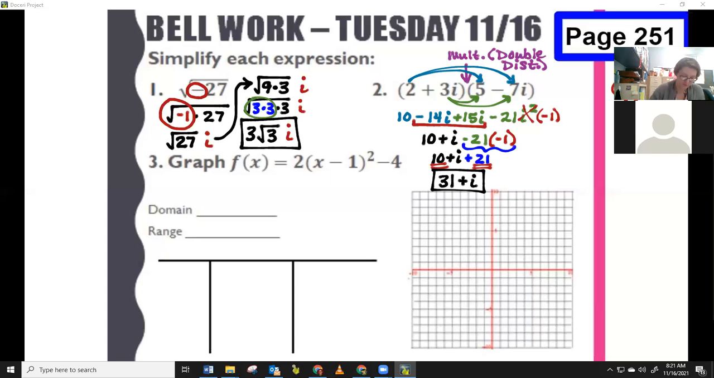Number 3, we're supposed to graph this thing right here, but I'd really like to know what shape it is that we're supposed to graph. I see a squared on the outside of these parentheses. What kind of a shape do we make when we have a squared? Starts with a P. Parabola? Parabola, yes. This is a parabola.